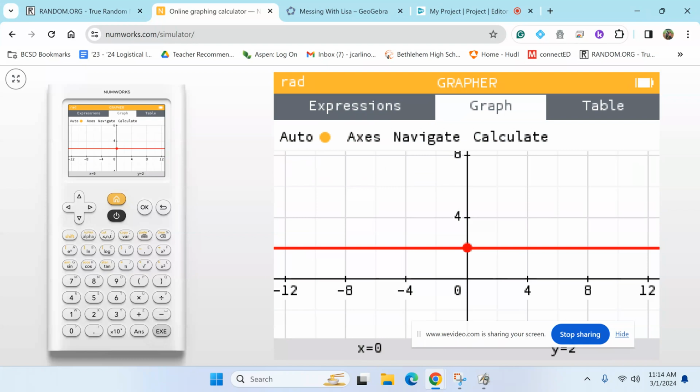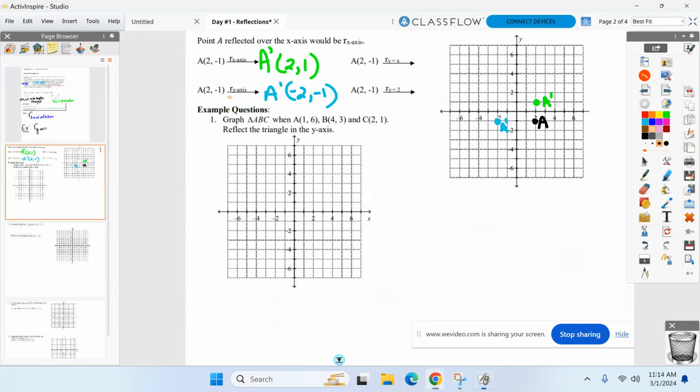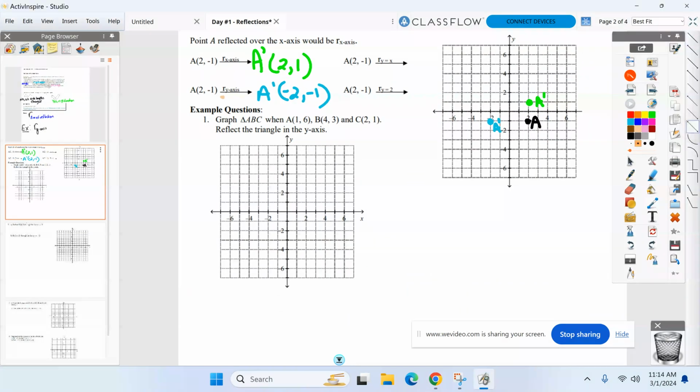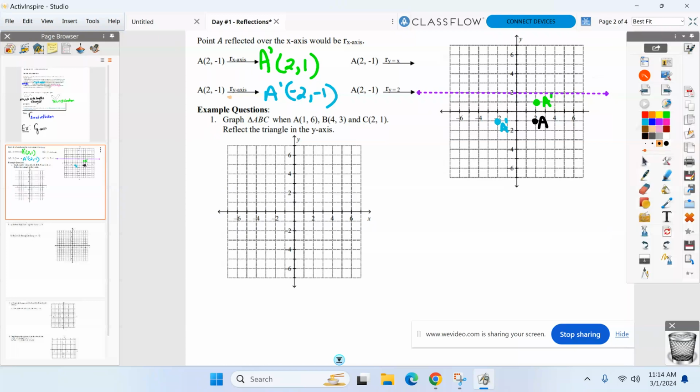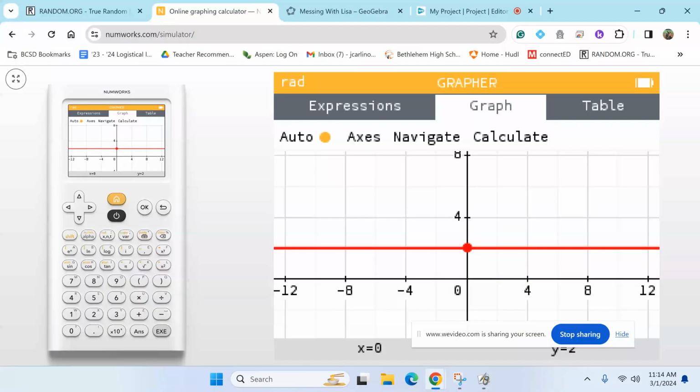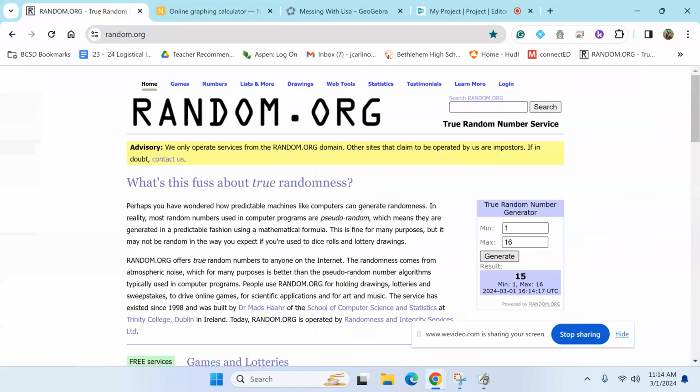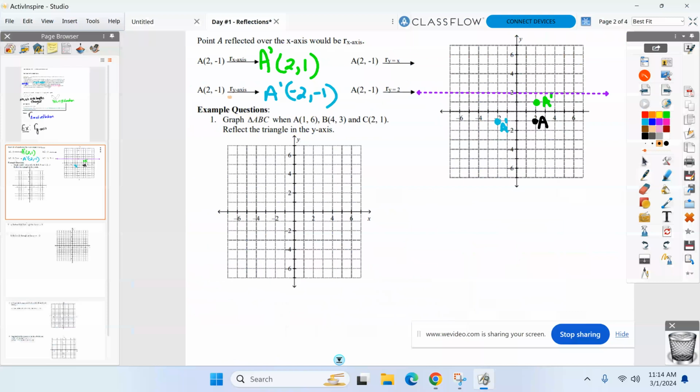So going back to our problem, I'm asking you to take point A and reflect it over this line right here, y equals 2. Same question I've asked the last two people: how many units away is A from y equals 2? 3 units away, so I'm going to go 3 units in the opposite direction. There it is.